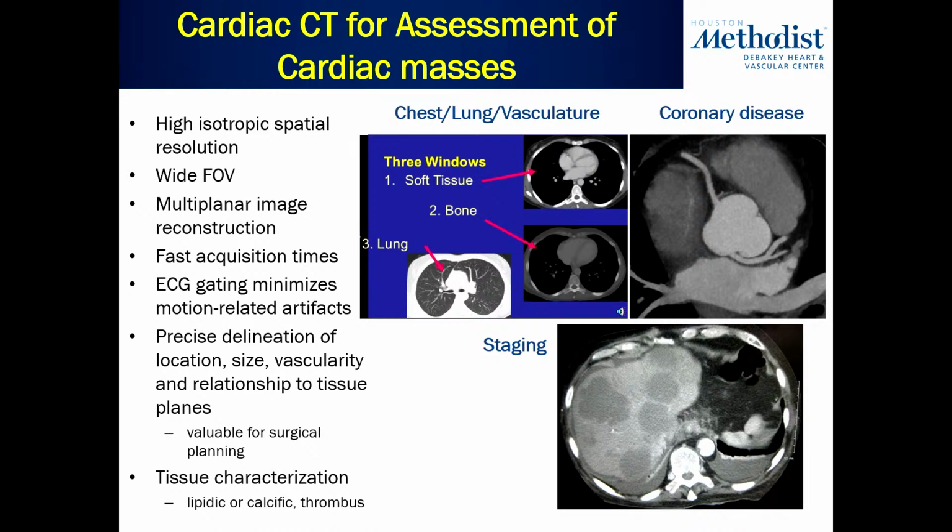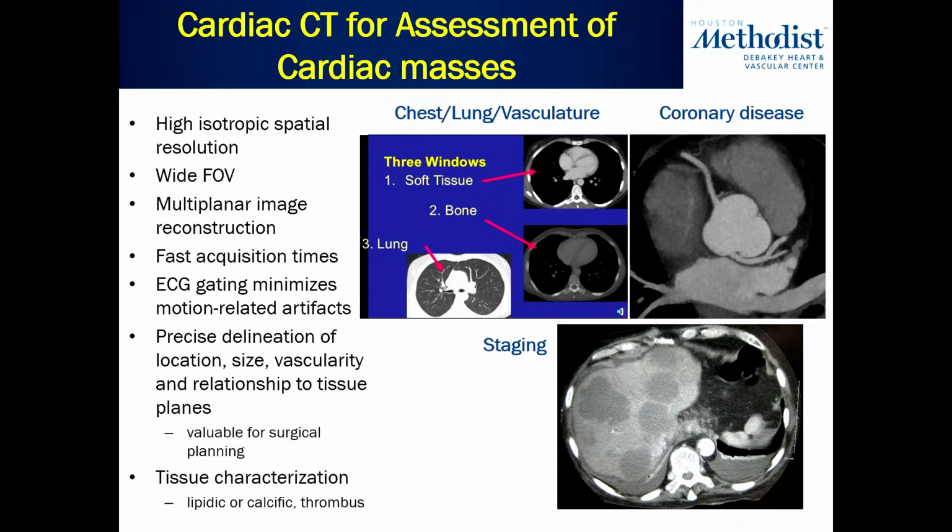Now, this is really the test which has the highest spatial resolution, and it has a large field of view, so you're going to see things exceptionally well inside the chest. We have the ability to do multiplanar reformats, so no matter where the structure is, we will be able to visualize it. It is useful in patients who may be claustrophobic or hemodynamically unstable, because of its fast acquisition times. These studies should be gated to avoid motion-related artifacts.